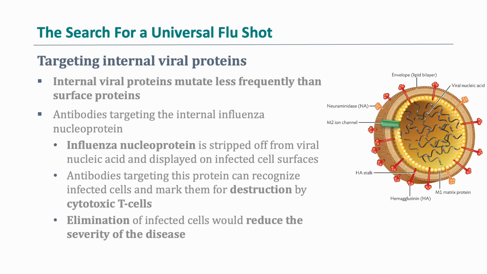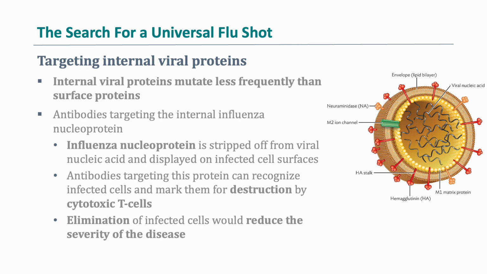Another approach is targeting internal viral proteins. Internal viral proteins, such as the influenza nucleoprotein, mutate less frequently than the surface proteins. Because of this, antibodies targeting the internal nucleoprotein could offer a more consistent and long-lasting defense against the flu.